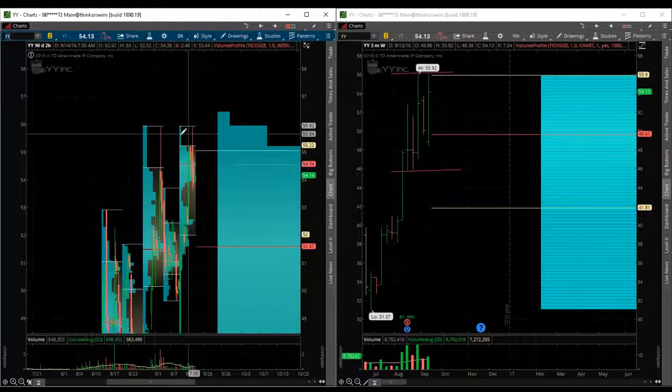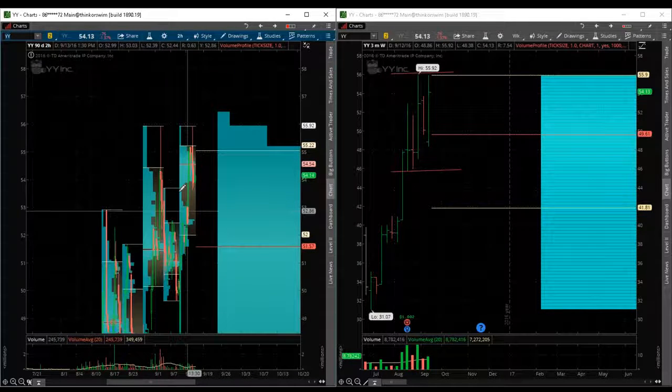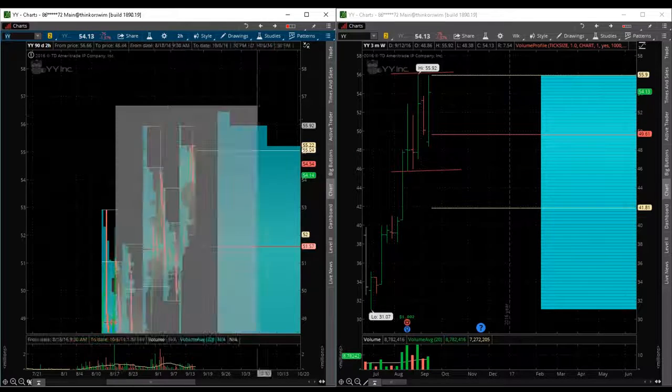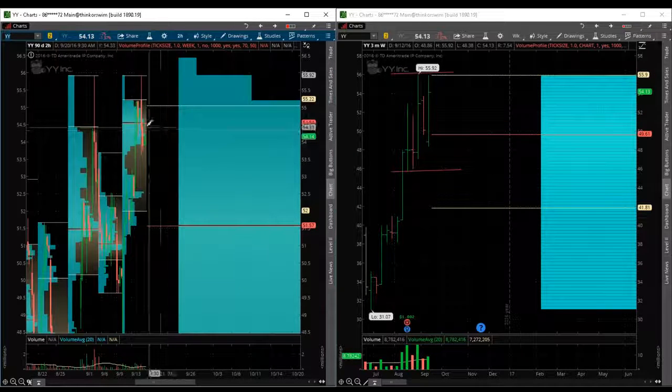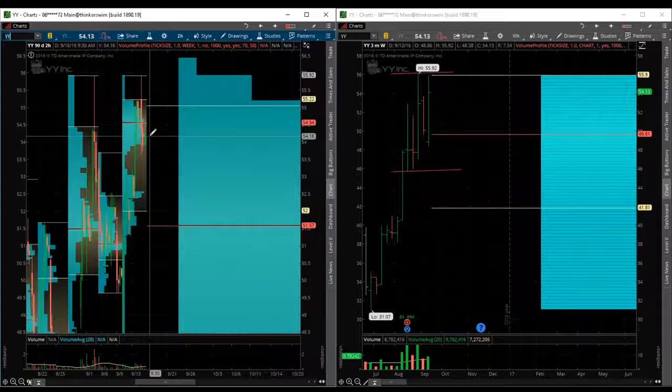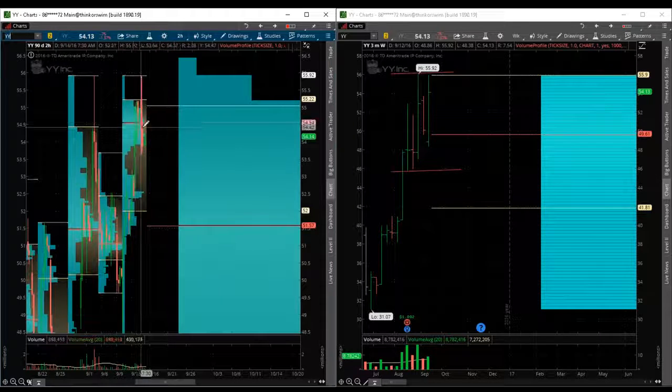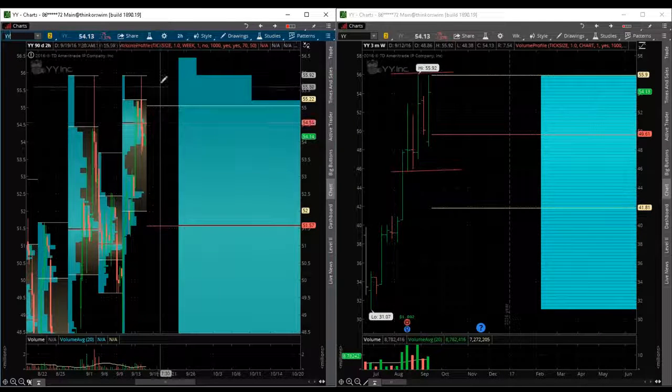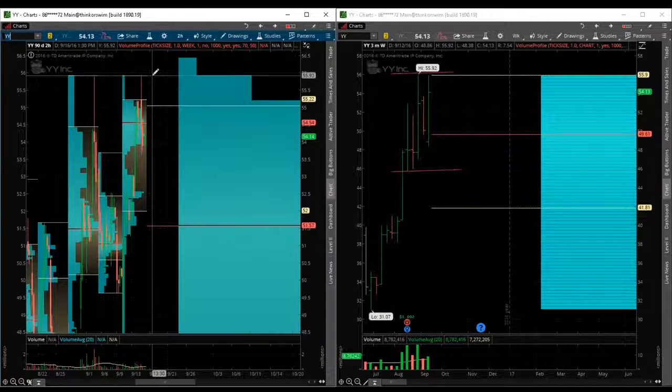Now here, if you look at this week's profile, we've engulfed last week's auction, but we're a little top heavy, and we've moved swiftly. We're a little top heavy. So, similar thing. You could say, hey, tomorrow, I'm going to be short YY. I'd be wrong if we got above 55.93.